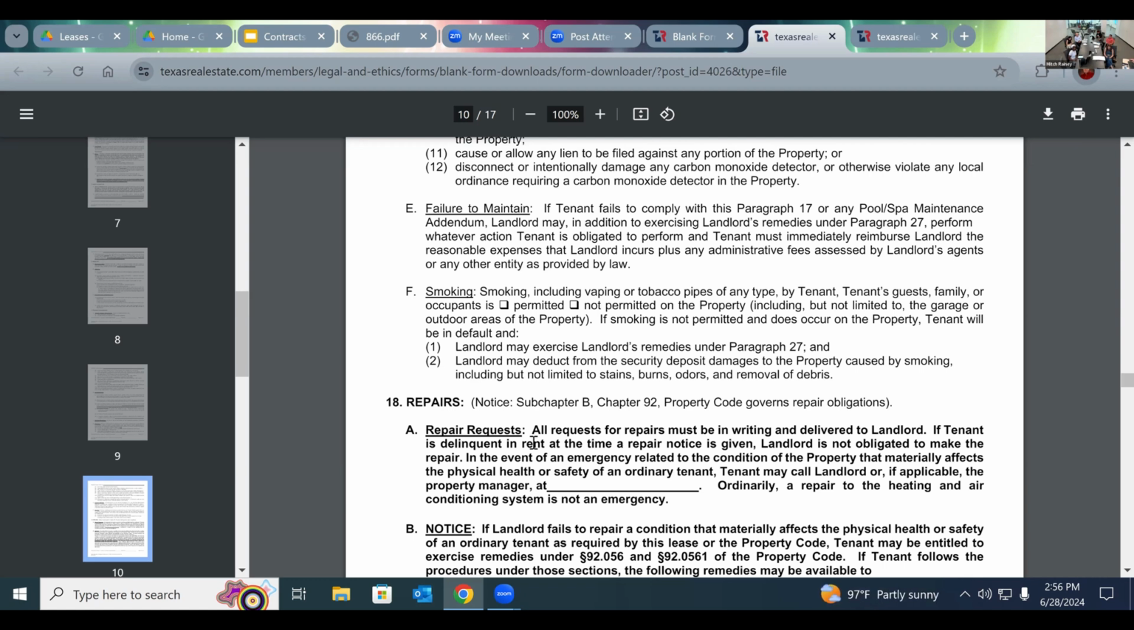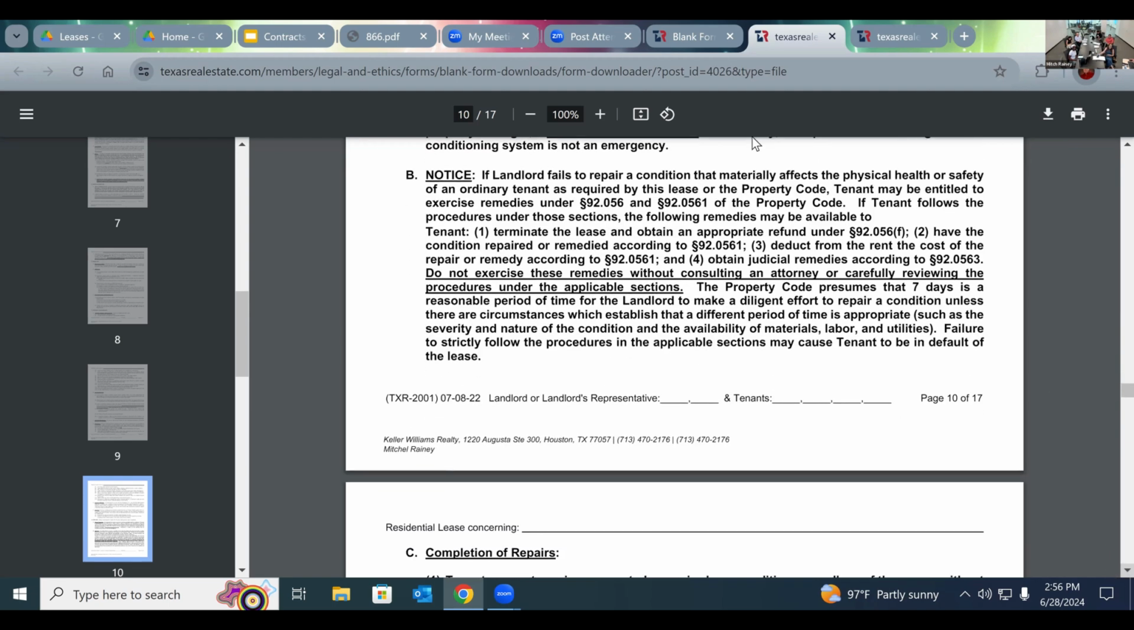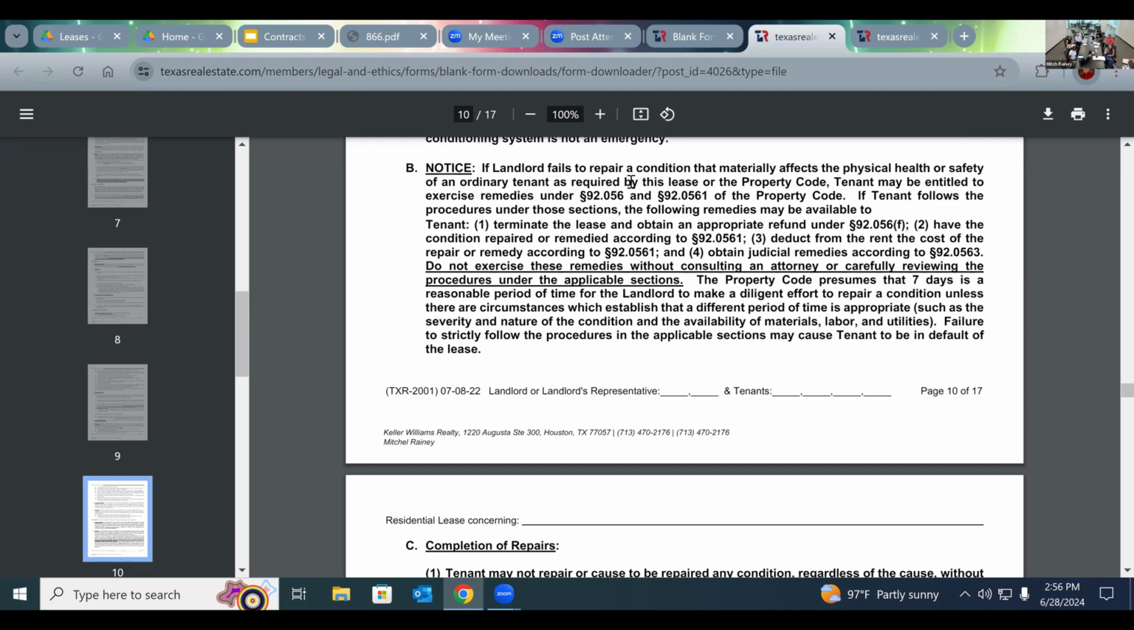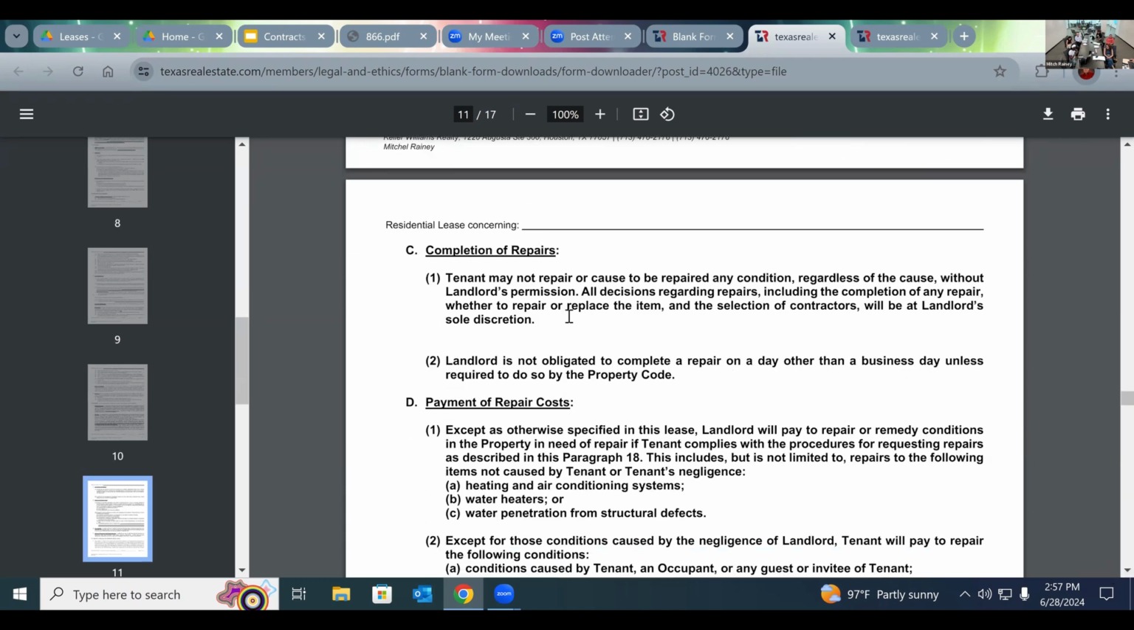Repairs, this is that emergency number, 24 hours. Landlord fails to repair a condition that materially affects the physical health or safety of an ordinary tenant. It's all covered in the property code. Tenant may not repair or cause to repair any condition regardless of the cause without landlord's permission.